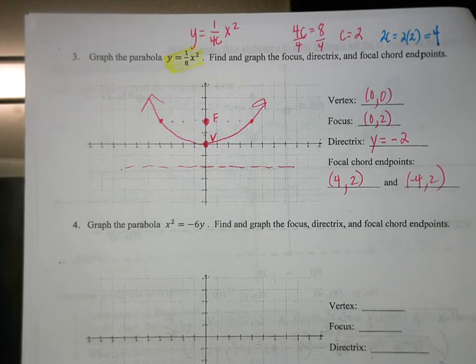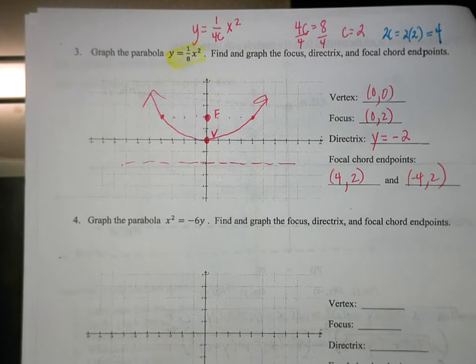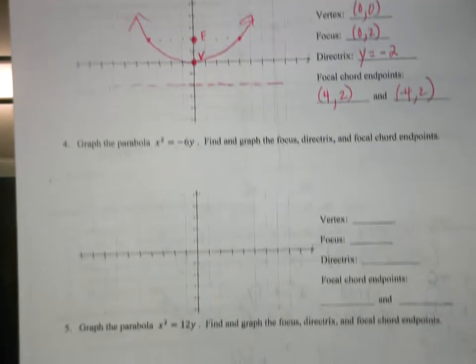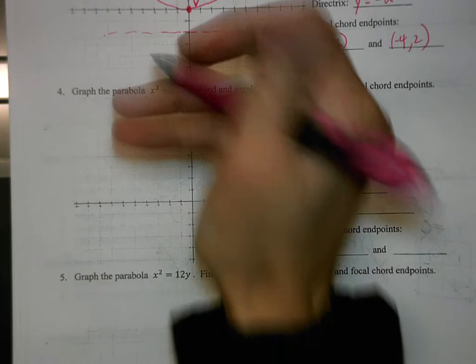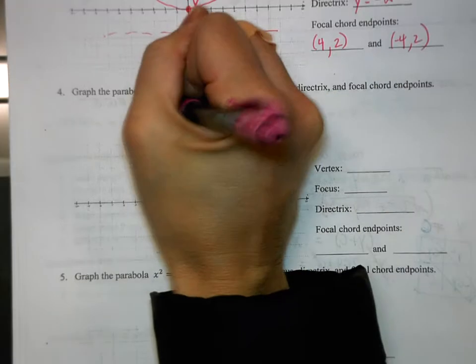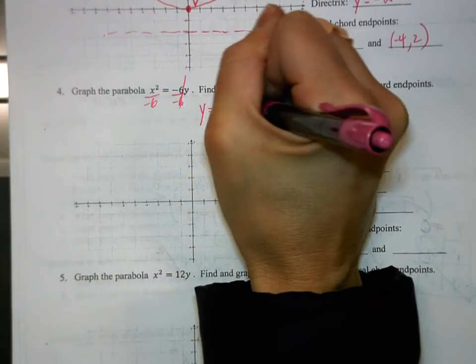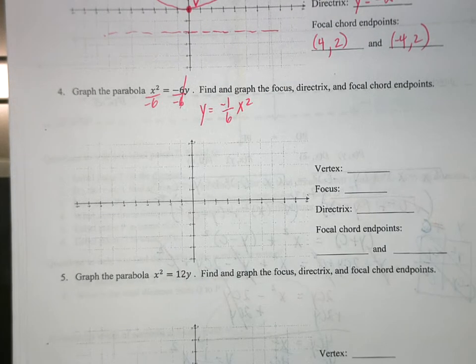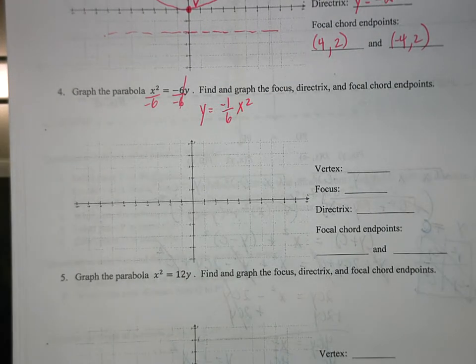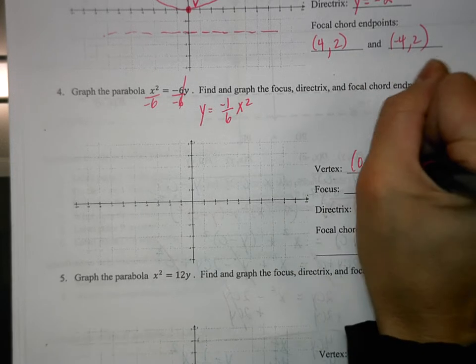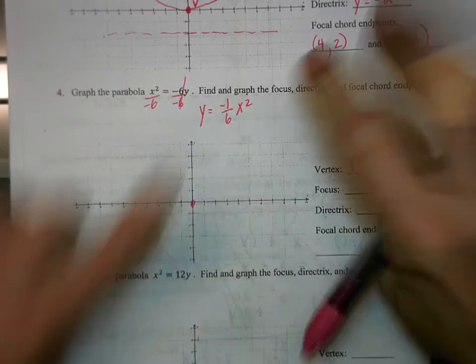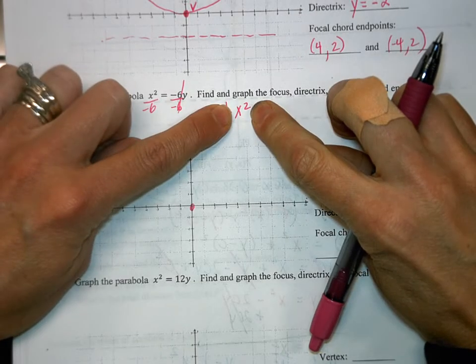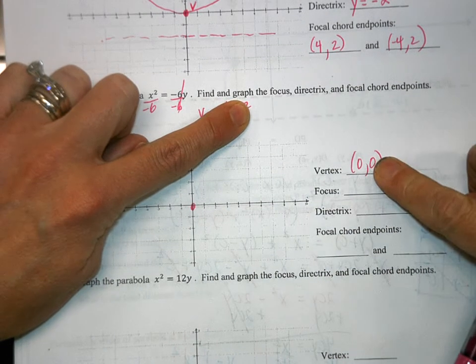We're going to just do one last one. Okay? This one, y is not by itself. What do I do to get y by itself? Divide by -6. Now that I've done that, I have y equals -1/6 x squared. What is my vertex? 0, 0. Nothing is with the x squared, so the x value is 0. Nothing is adding at the end. The y value is 0 for my vertex.